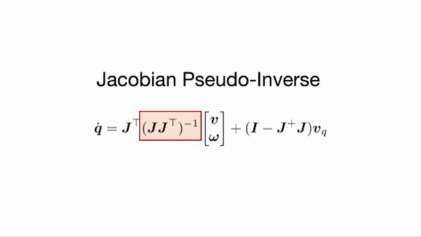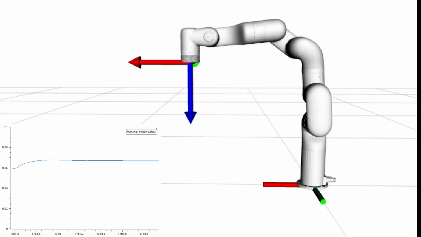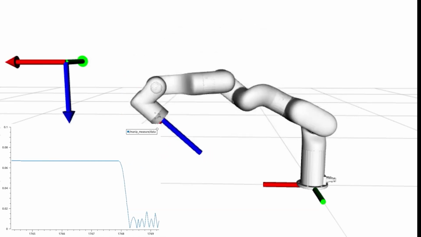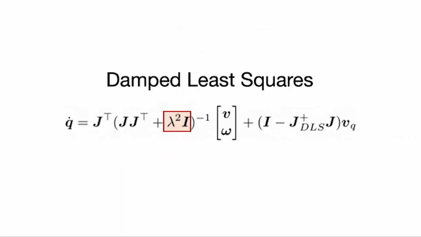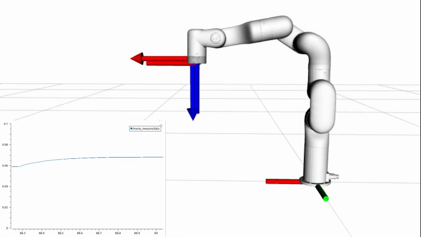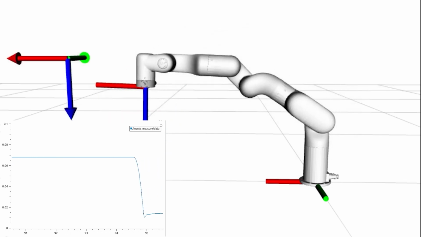We compare the resulting behavior with the regular pseudo-inverse, which involves the inversion of a singular matrix, leading to unstable behavior in singular neighborhoods. Next, we test damped least squares inversion, which is free of numerical instabilities but causes steady-state errors even at non-singular poses and does not approach the boundary of the workspace.